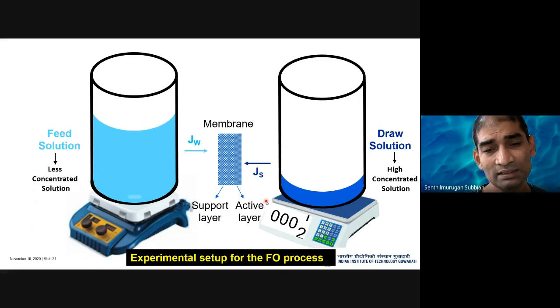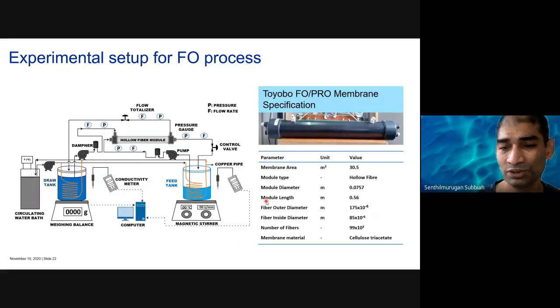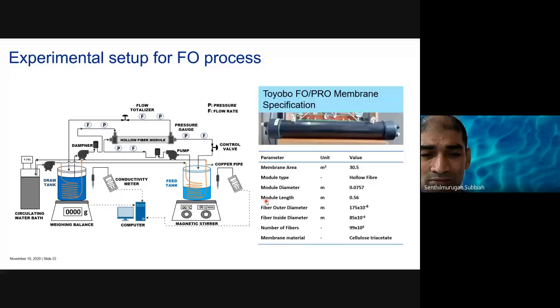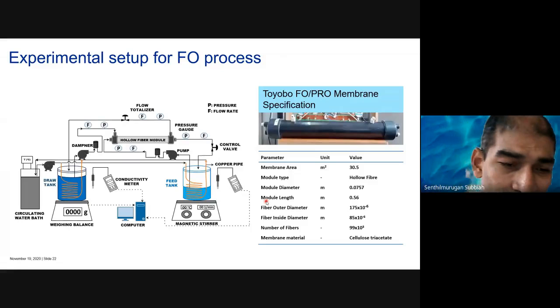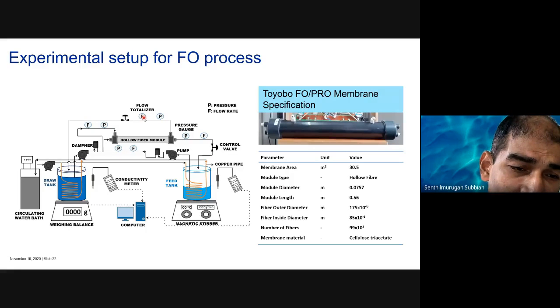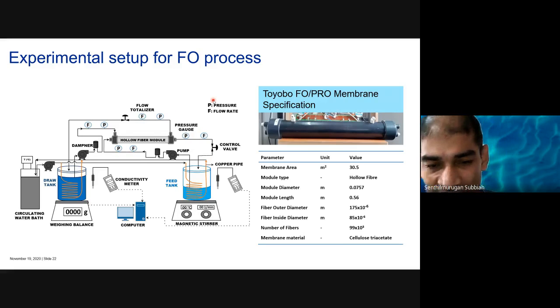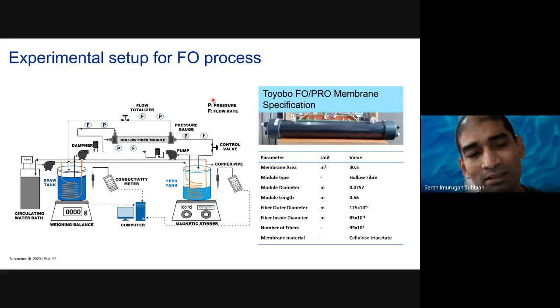The next one is the experimental procedures. You can find these in many literature sources. However, here is a typical experimental procedure. There are two types of experimental procedures one can follow for forward osmosis. One is a continuous process. Another one is a batch process. If you want to do a continuous process, there will be a huge requirement of the draw solution and feed solution.